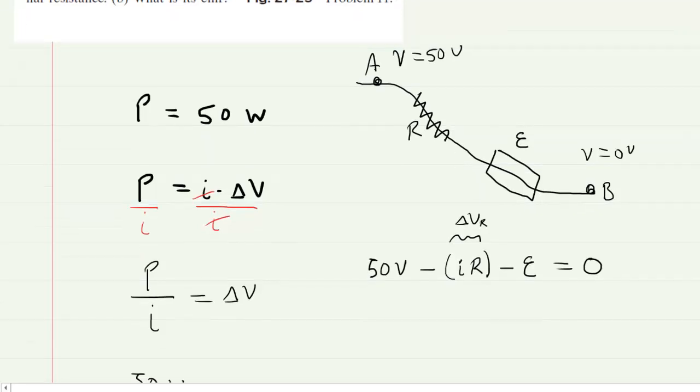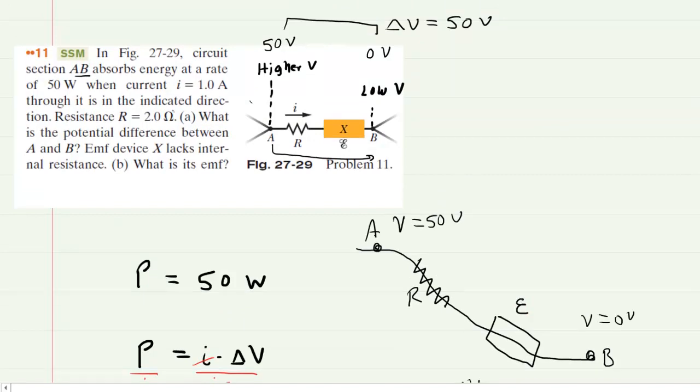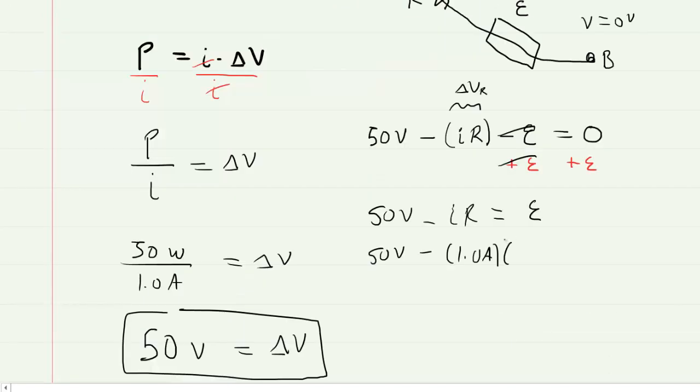So we're looking for the EMF of the battery. All we have to do is add the EMF to the right-hand side of the equation. So now we can see that 50 volts minus IR will give us the EMF of the battery, and we know the current was 1 amp, and the resistance value was given to be 2 ohms. So we'll plug that in as well. And of course, if we work this out on our calculators, we would get 48, and we calculated an EMF, so that would be in the standard unit of volts. So this would be the correct answer to part B of the question.